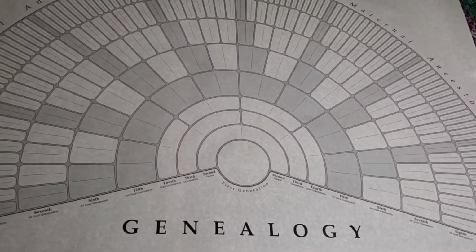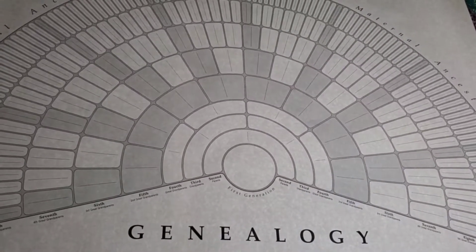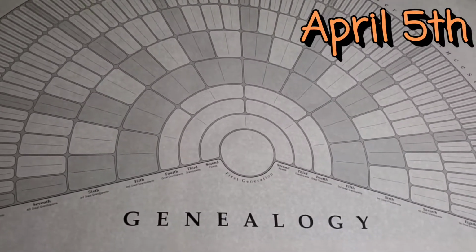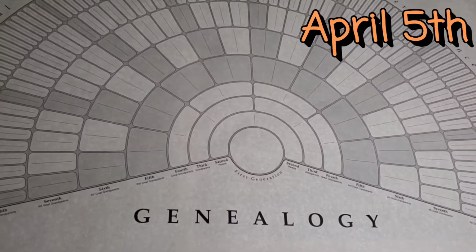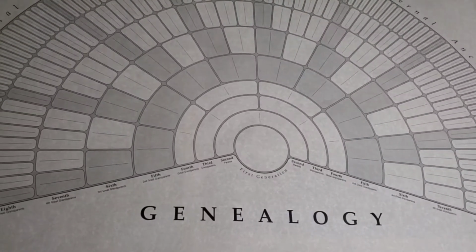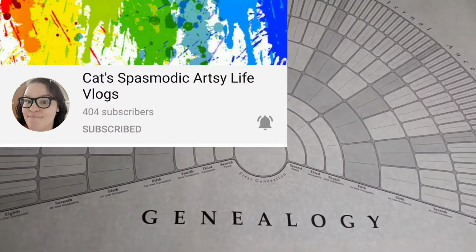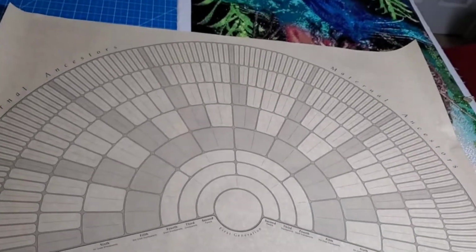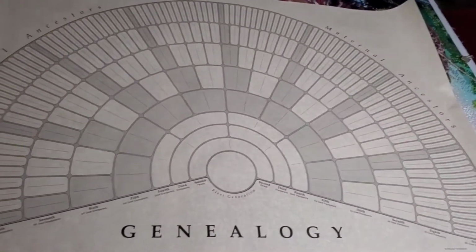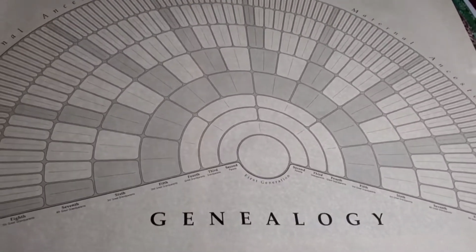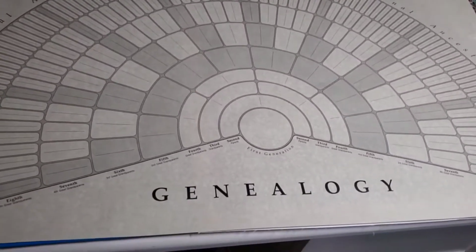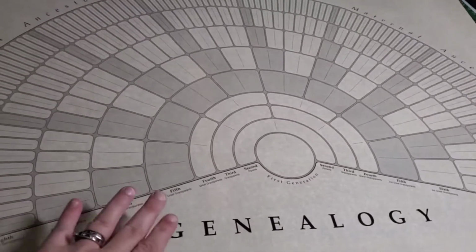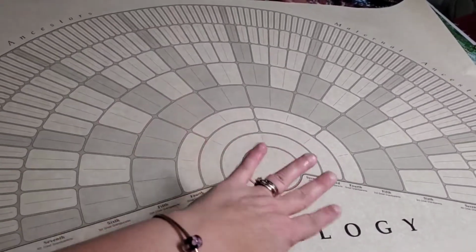Well, hello everybody. Today is Sunday, April 5th, and we're going to finally get started on the genealogy chart that Spasmodic Arts Cat sent me a very long time ago. And because it's like a poster size parchment paper chart, I don't want to just start writing things on it and jack it all up. So I wanted to start with, probably post-it notes or something and stick them on there.